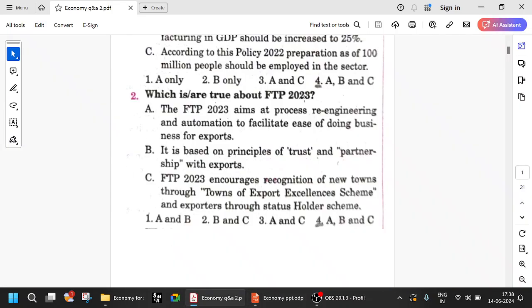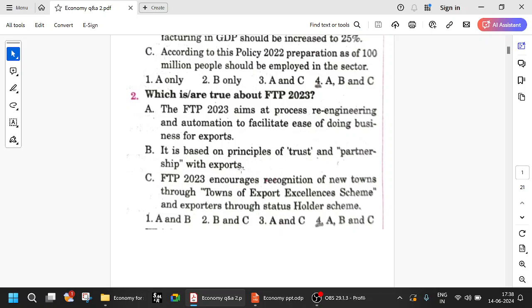So, which are true about FTP 2023? FTP 2023 aims at process reengineering and automation to facilitate ease of doing business for exports. So, you can make it out, it's for exports. It's trying to improve exports. So, all this is fine. It is based on principles of trust and partnership with the exporters.